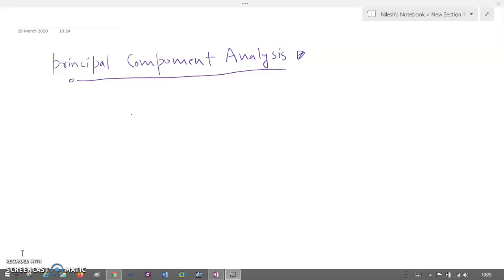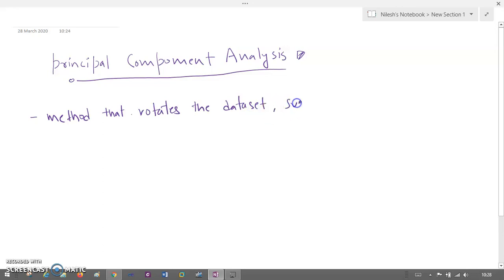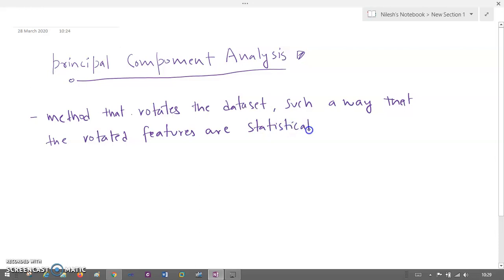So what exactly happens in PCA, as I told you, is that it is a method that rotates the data set in such a way that the rotated features are statistically uncorrelated with each other. Okay, and this is the meaning of PCA.